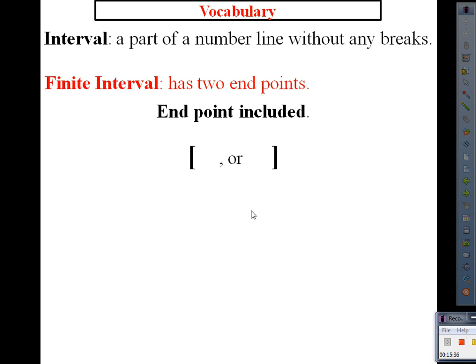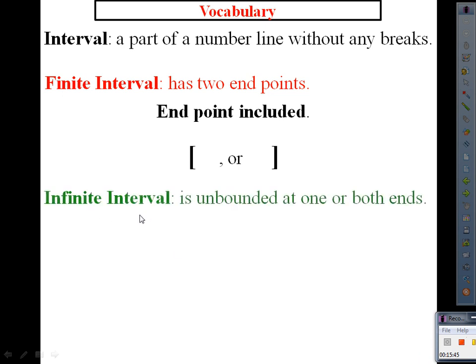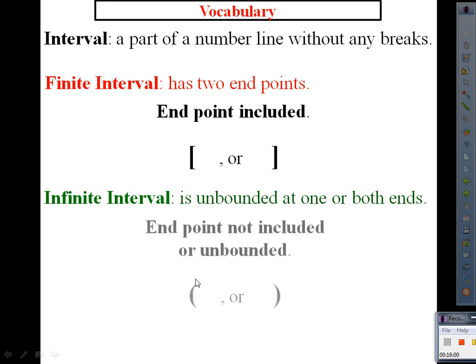Brackets to indicate what? That it ends or that it includes the end. Everybody following so far? What is the other type, Mr. Q? It's called infinite interval. What does the word infinite remind you? That it keeps what? It keeps going. It keeps going either on one side or on both sides. That's what unbounded means. And what symbol do we use to indicate that, Mr. Q, with symbols? We use a parenthesis to indicate that it keeps going or it's not included in the section that we're looking at. Okay?